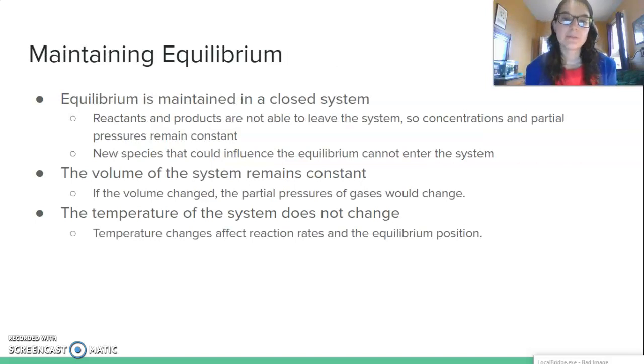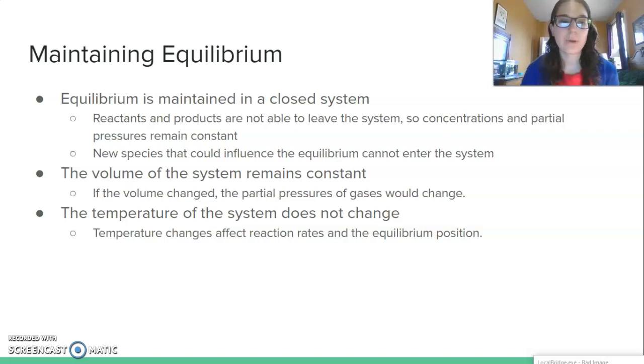In a closed system, equilibrium will be maintained because reactants and products aren't able to leave the system. In order for anything to change, something would have to be input. So true equilibrium must occur in a closed system because you don't want any outside interference, basically. The reactants and products can't leave the system, so concentrations and partial pressures remain constant, and new species that could influence the equilibrium cannot enter the system.